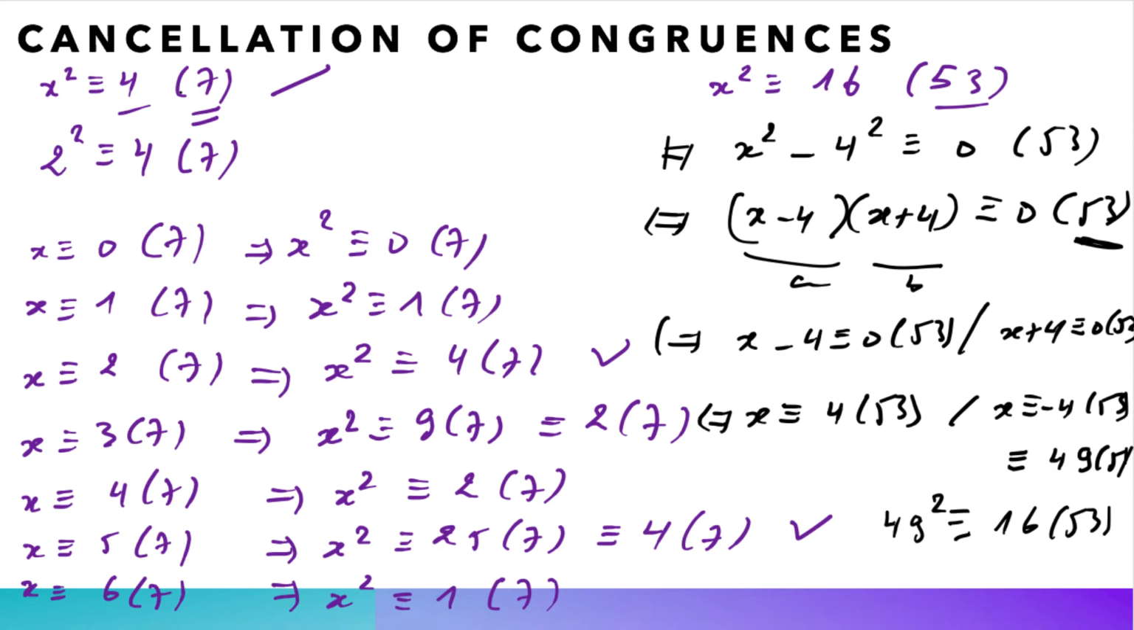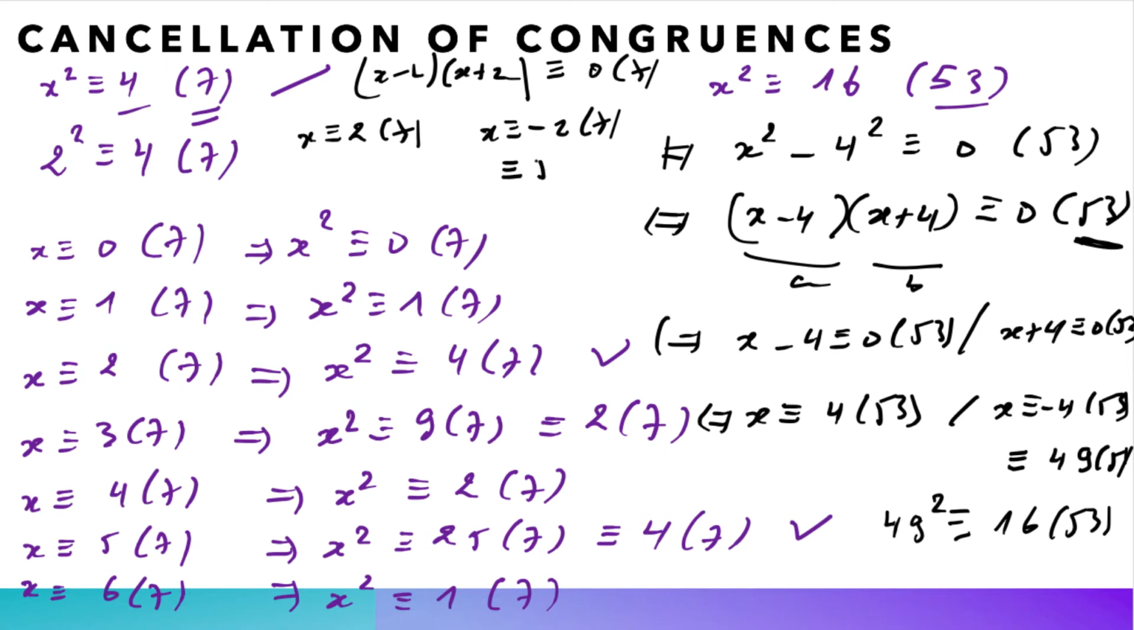Actually, we could do the same thing here for this equation, and one gets that x minus 2 all times x plus 2 is congruent to 0 modulo 7, which gives either x is congruent to 2 modulo 7 or x is actually congruent to minus 2 modulo 7, and minus 2 modulo 7 is the same thing, bingo, as 5 modulo 7, and we've seen together that 5 modulo 7 is the second solution to x squared congruent to 4 modulo 7.